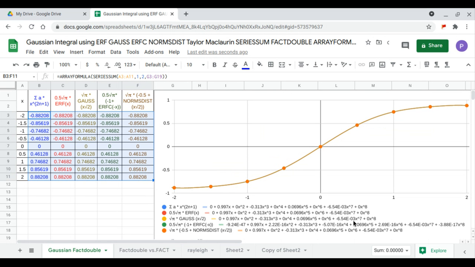So this completes the use of factorial double, Taylor Maclaurin series sum, and array formula, error function, Gauss function, complementary error function, and the normal distribution function to generate the Gaussian integrals, polynomial, trend line, and dataset.